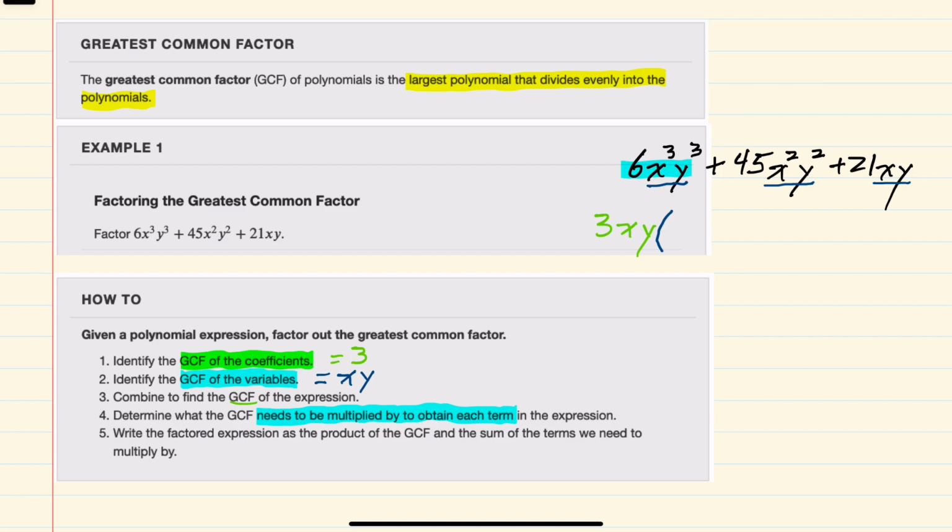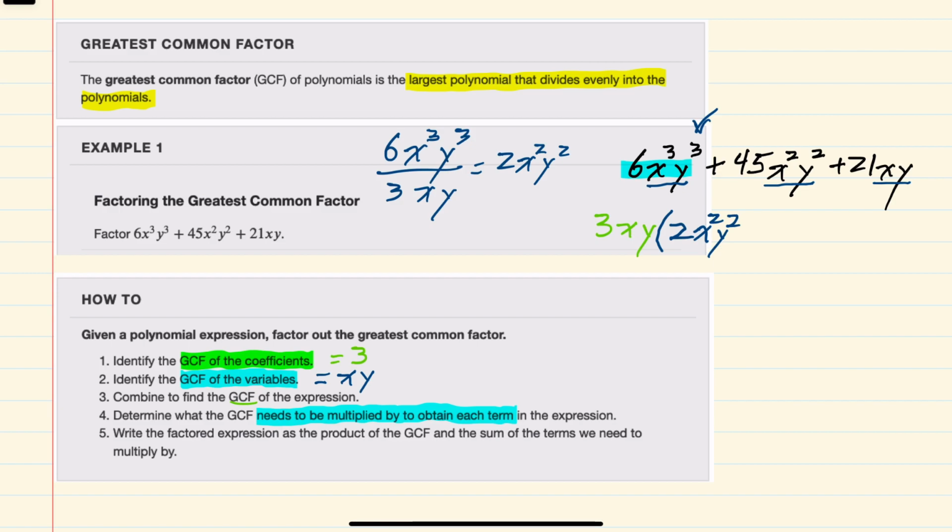Well, first I would need to multiply the 3 by 2. That would be our coefficient. The x would need to be multiplied by 2 more x's to give us the x cubed. And the same for y. I would need to multiply by 2 more y's to get y cubed. By the way, another way to think of this is just to do division. 6x cubed y cubed divided by 3xy would give me the 2x squared y squared that I have here.